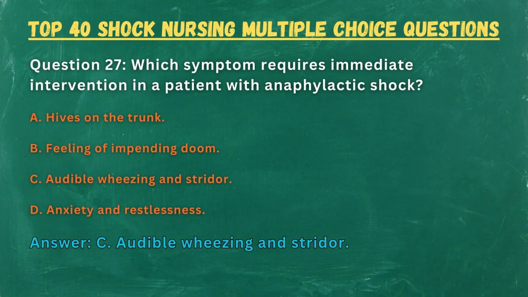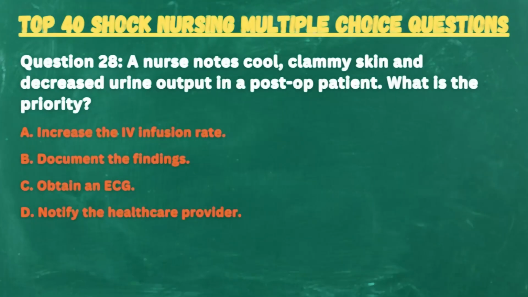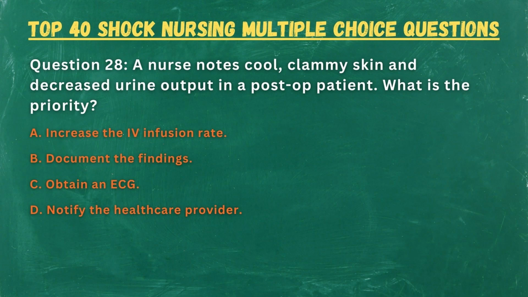Answer: C. Audible wheezing and stridor. Question 28. A nurse notes cool, clammy skin and decreased urine output in a post-op patient. What is the priority? A. Increase the IV infusion rate. B. Document the findings. C. Obtain an ECG. D. Notify the healthcare provider.